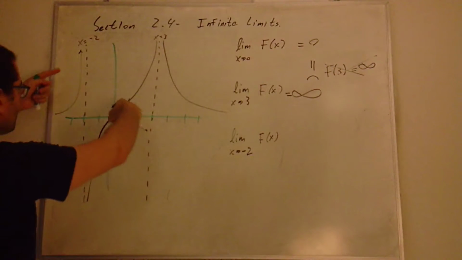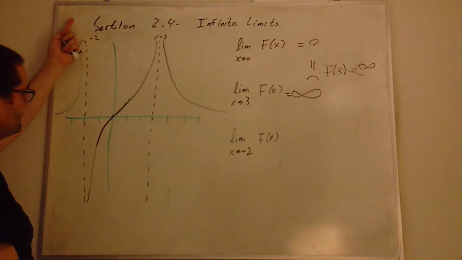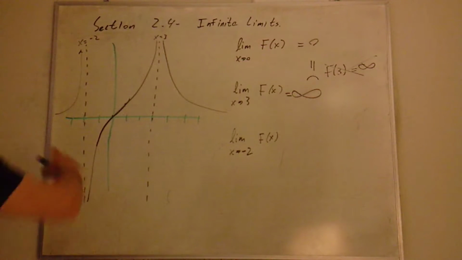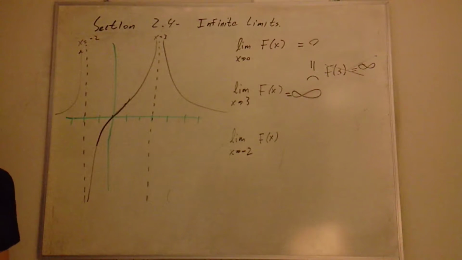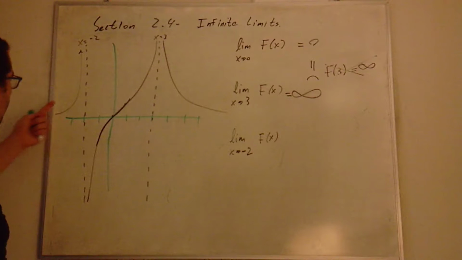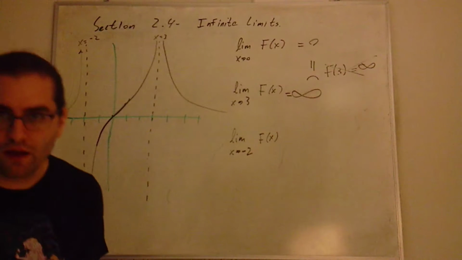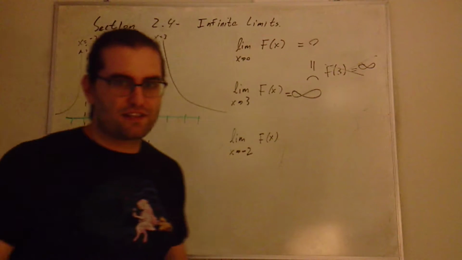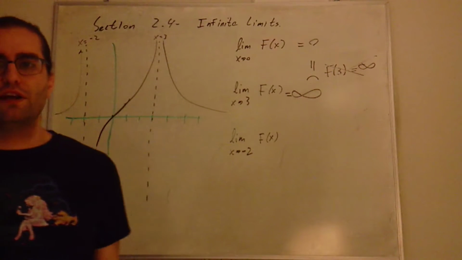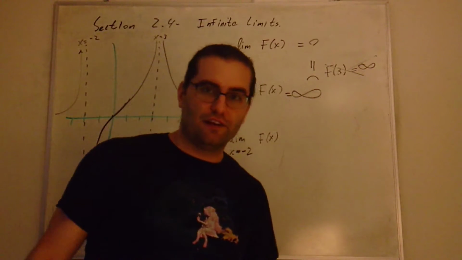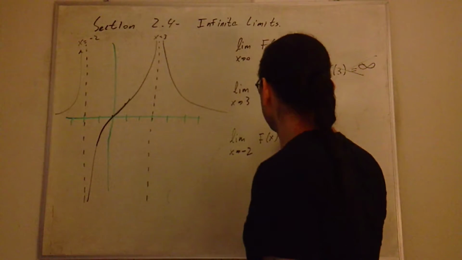For the -2 case, we're going to have a bit of a problem. From the left, it goes up to positive infinity. From the right, it goes down to negative infinity. So these things exist, with lots of quotation marks on that one, in the sense that they are infinity, but they don't agree. One of them is positive infinity, one of them is negative infinity. So we still say that this does not exist.